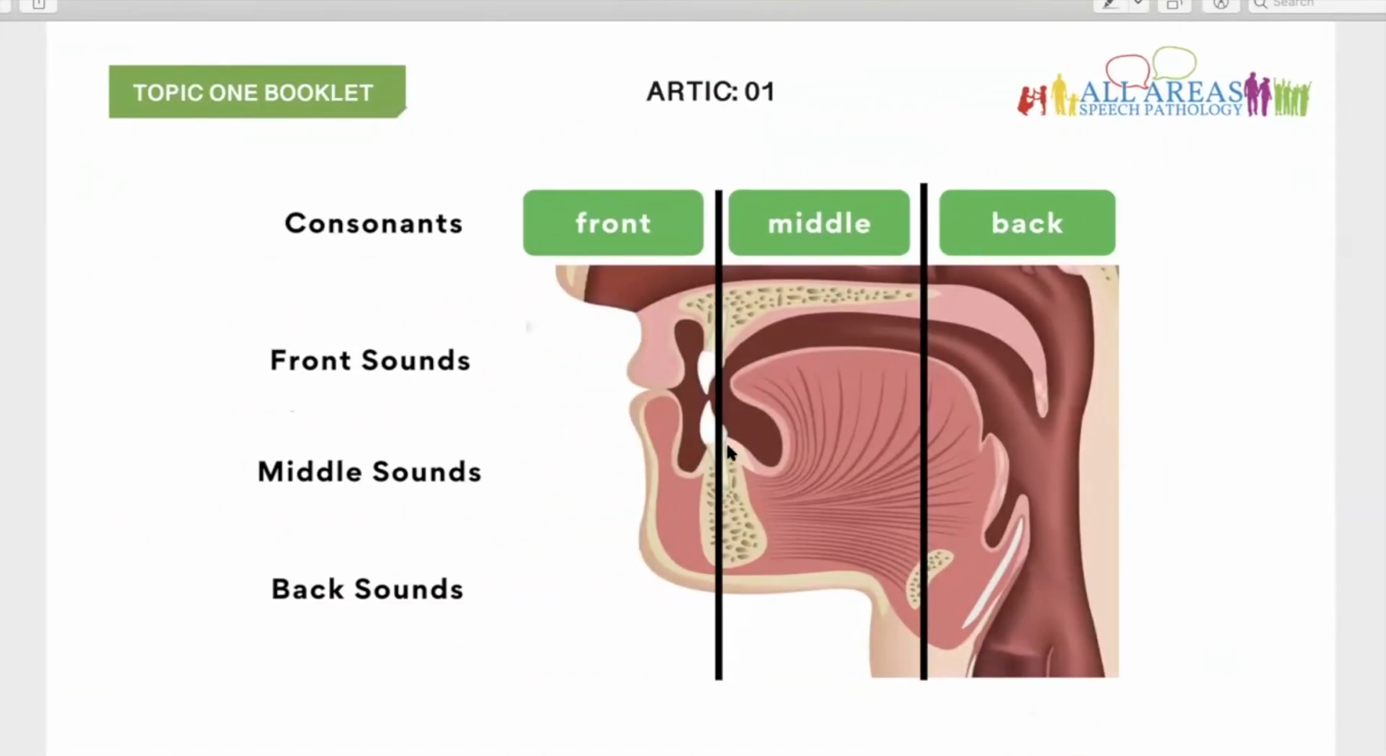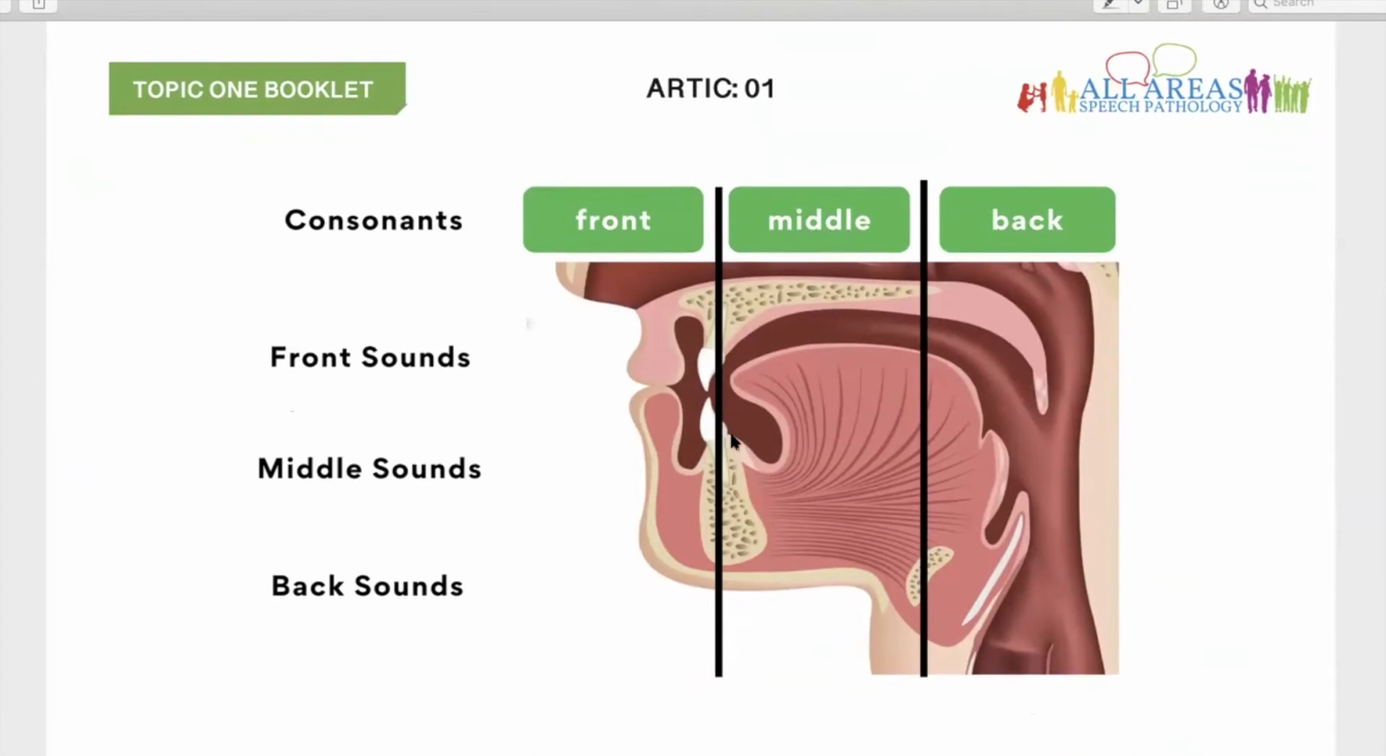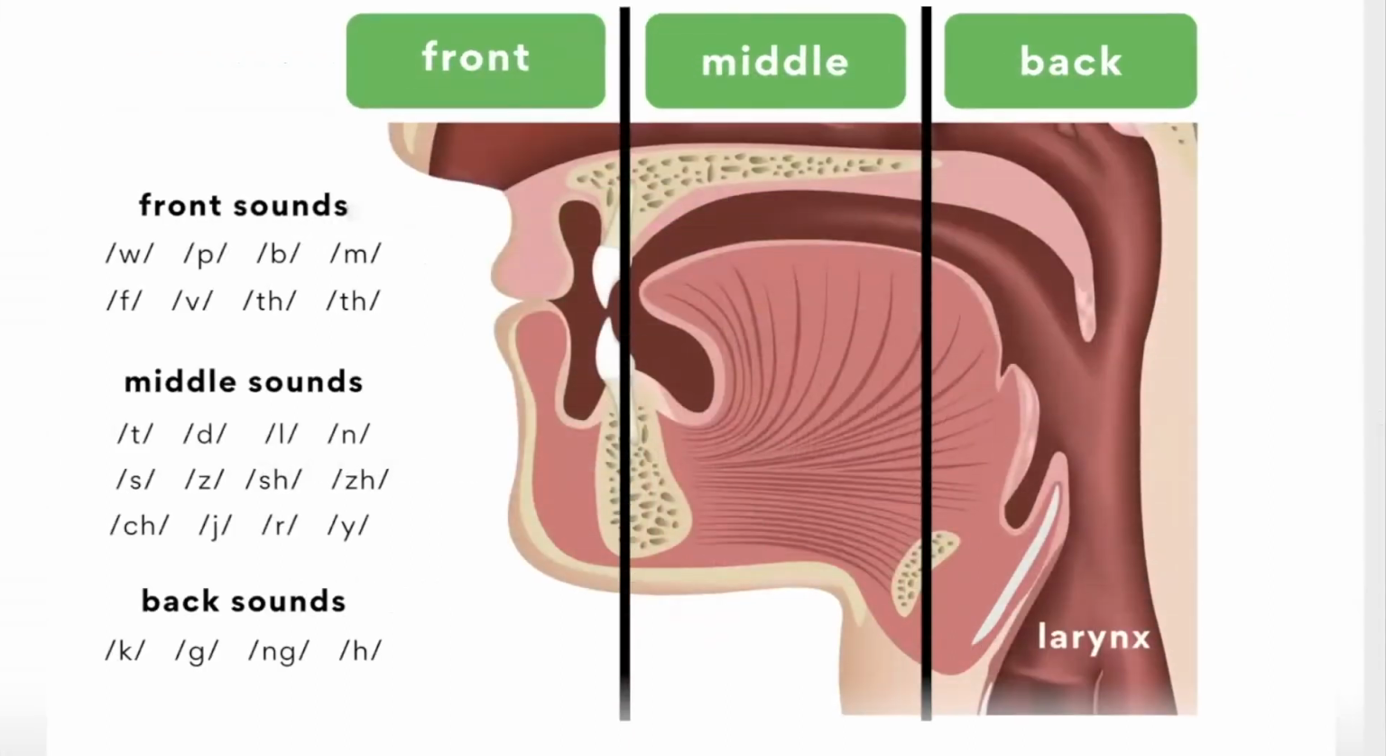So if we just review again our place, consonants can be in the front part of the mouth, the middle part of the mouth, or the back. Eight front sounds. Shall we say them together? The phonemes. W, p, b, m, f, v. Did you get the voiceless and the voiced, f and v?